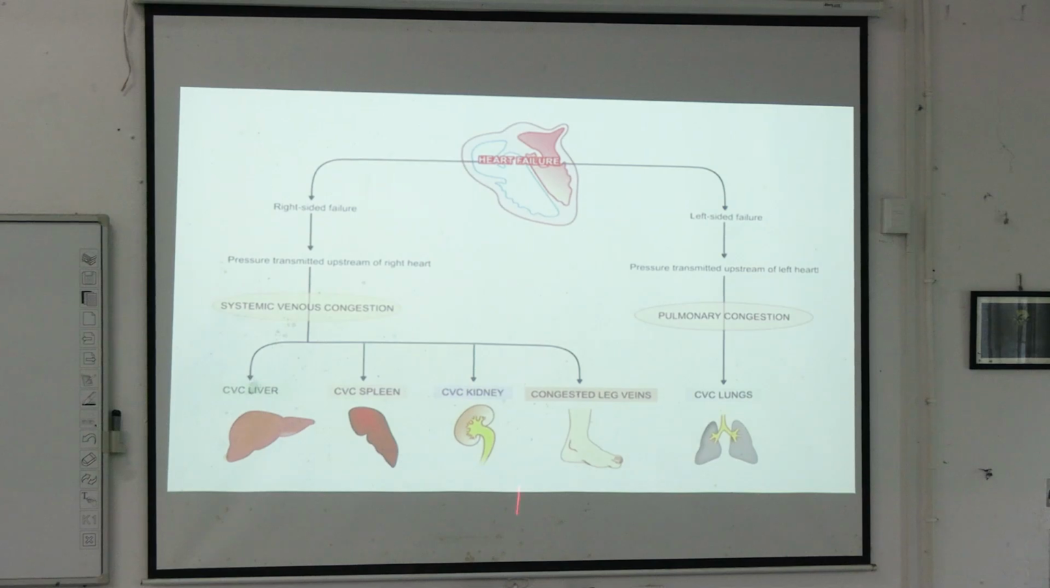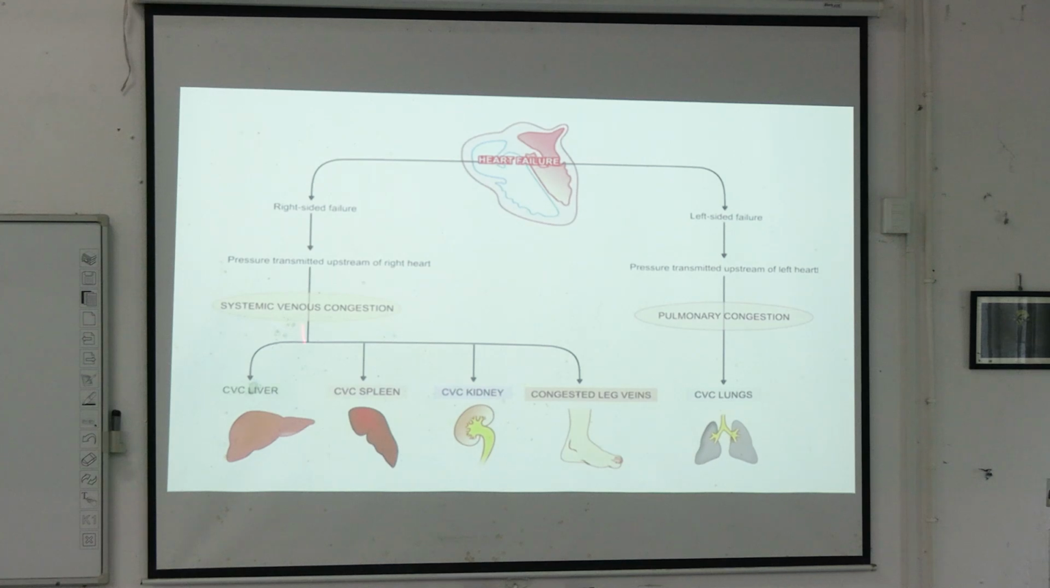So you can see here heart failure. Heart failure may be of two types: right-sided heart failure and left-sided heart failure. These are the consequences of left-sided heart failure, and these are the consequences of right-sided heart failure. In left-sided failure, the pressure is transmitted upstream from the left heart, causing pulmonary congestion. So chronic venous congestion of the lung will occur. Okay, this is the left heart failure.